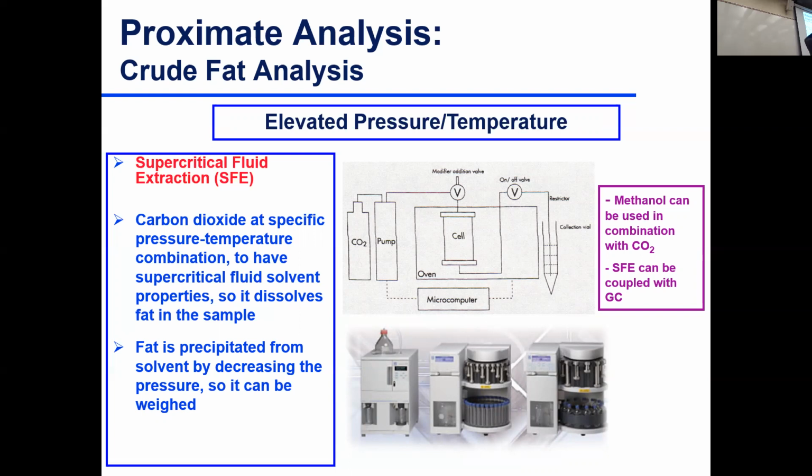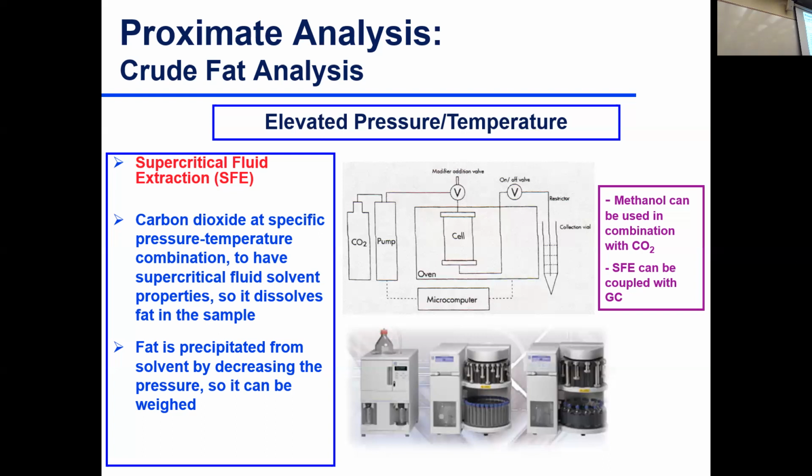So supercritical fluid extraction is when you have a gas like CO2 and you increase the pressure and you increase the temperature above a critical point, then CO2 becomes a fluid. So it can be used then to extract fat. And the fluid has a hydrophobic characteristic, so it's good for hydrophobic non-polar components.